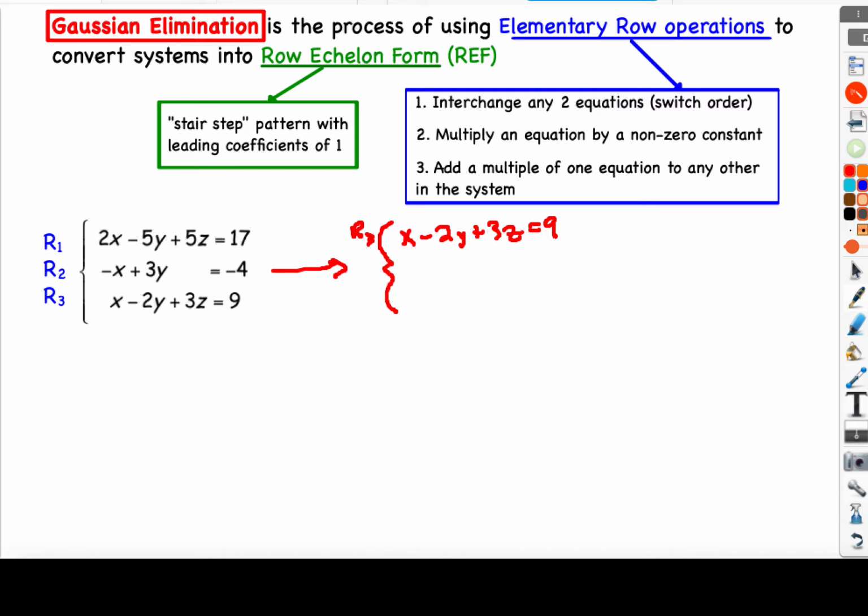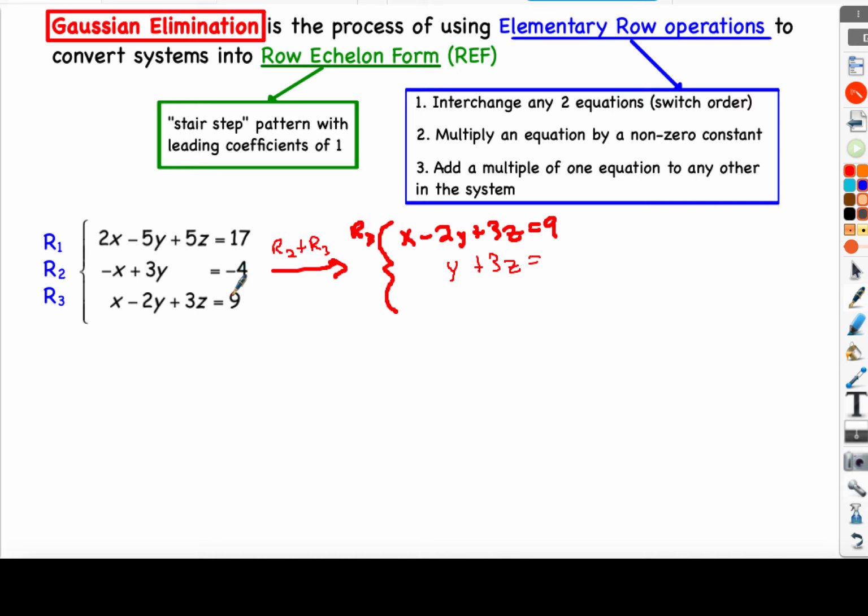Then, in addition to that, right, now I'm going to think about, hey, I want to add row 2 and row 3. So I'm going to take row 2 plus row 3. So I'm going to add those two together. Well, negative x plus x, x is gone. 3y and negative 2y makes for a 1y, which is a good thing. And no z, right? There isn't a z here. 0z plus 3z would just be 3z right there. We're also going to add our constants on the other side.